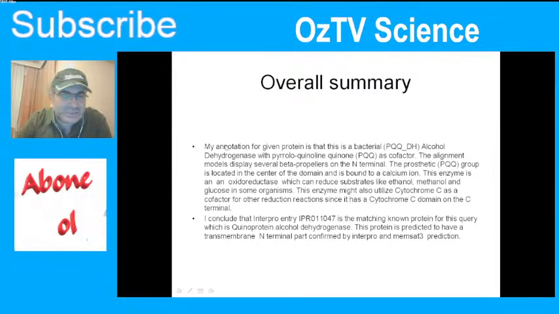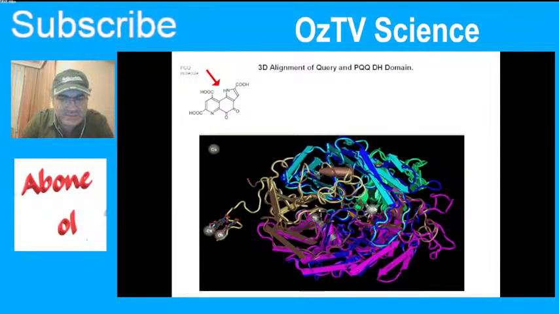So it's a dehydrogenase with that molecule as a cofactor. It's an enzyme. This alignment model displays several beta propellers on the N-terminal. The prosthetic PQQ group is located in the center of the domain, as I showed earlier. See, it's the center. That's the center of this 3D structure.